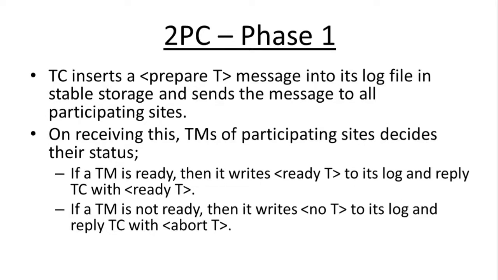So first, the transaction coordinator writes the prepare T message in its log file in stable storage. Stable storage, let us assume, is a hard disk. It then sends the message to all the participating sites. Then on the participating site side, on receiving this message, the transaction managers of the participating sites decide their status.